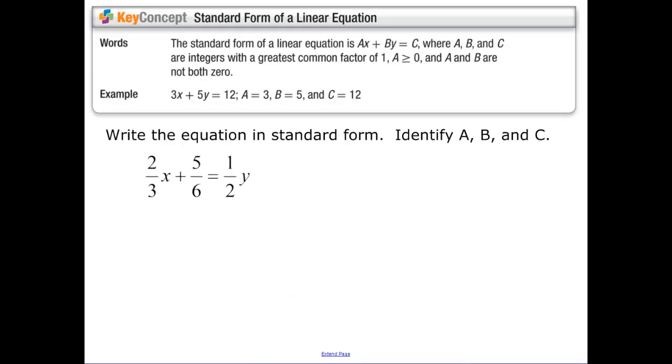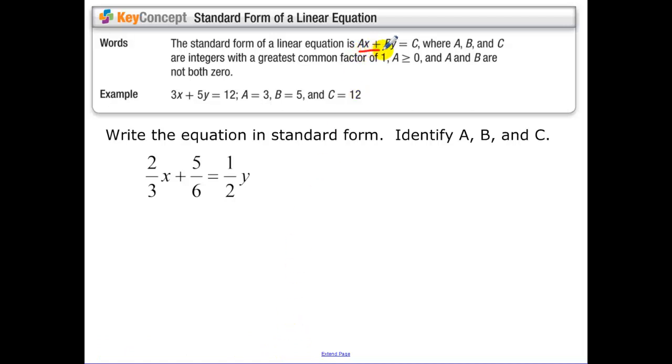Standard form. This form is going to be super helpful to us when we get into a later chapter and we're graphing equations that are given to us in standard form. So that's why it's important that you guys know how to graph this. So it's ax plus by equals c.